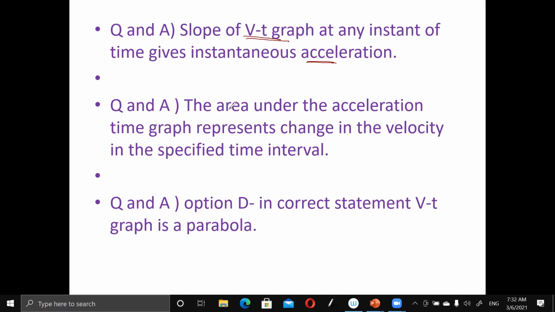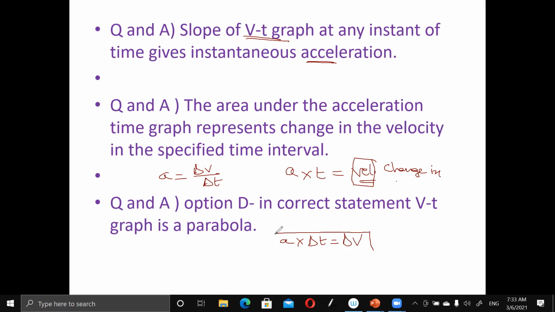The next one is the area under the acceleration time graph. If you see acceleration into time, unit-wise you get velocity. Actually, it is the change in velocity that you get, because acceleration is delta v by delta t. So acceleration into delta t will give me the change in velocity, delta v. Hope you understand this concept, everyone. Is that clear? Yes, sir. Okay, fine.